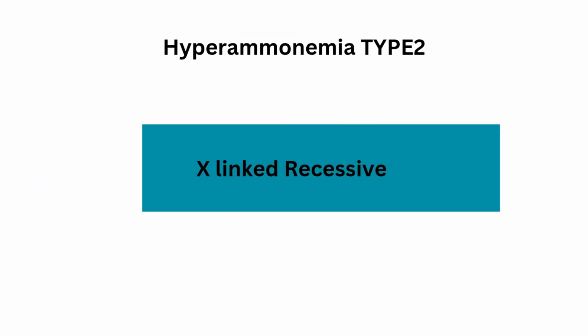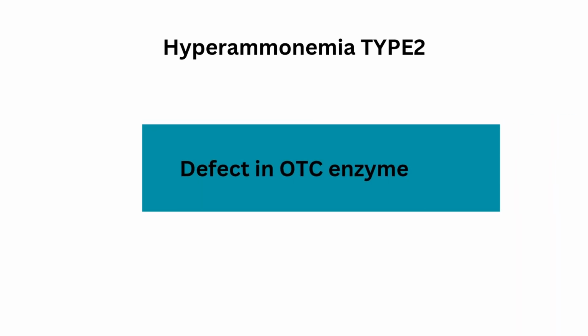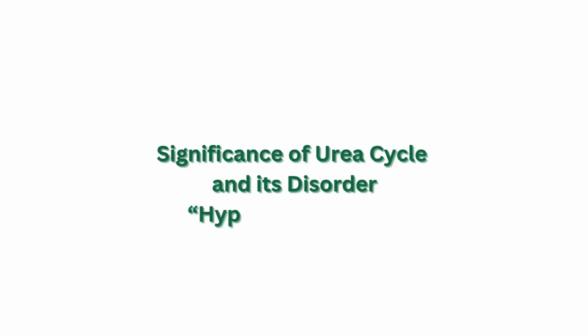Type 2 is the most common form. It's X-linked recessive and involves a defect in the OTC enzyme. Orotic aciduria is present here. That's all about the significance of urea cycle and its disorder, hyperammonemia.